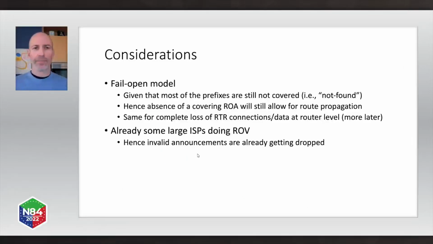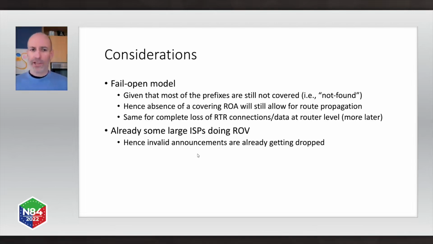So the backdrop to this deployment decision and journey that we're on is that there's the fail open model. That means that most of the prefixes are still, as we saw on that graph, not covered, i.e. they're in the not found category. Hence, the absence of a covering ROA will mean it will still allow the route to propagate. And the same holds true for the complete loss of the data by the routers. I'll dig more into that later, but keep that in mind. So again, it's a fail open model. If there are failures, packets still get forwarded, and routing happens. The internet still works, which is important for us.